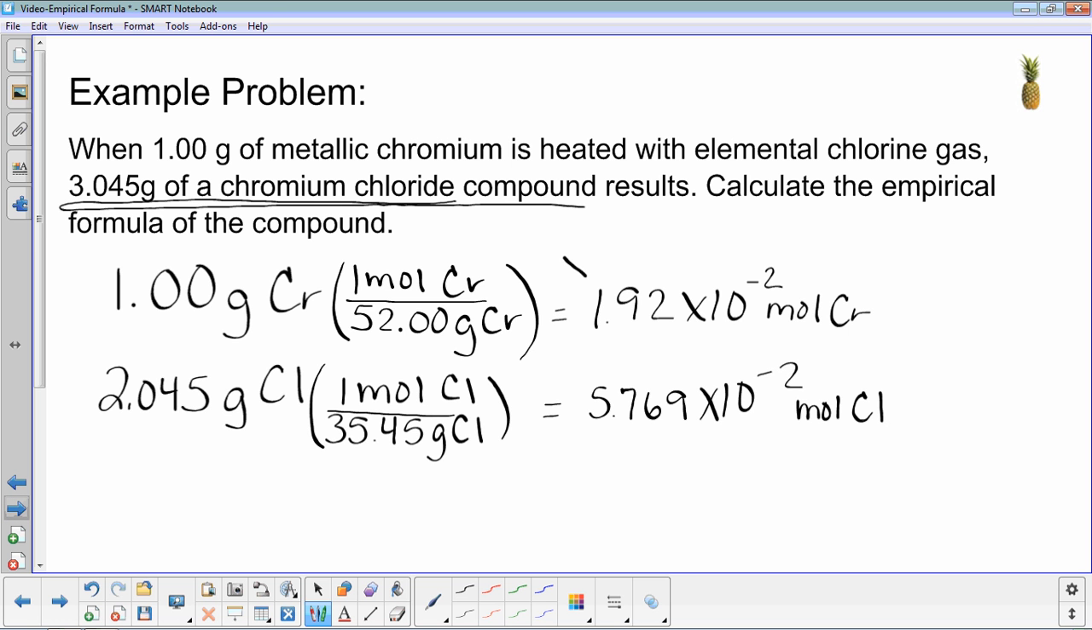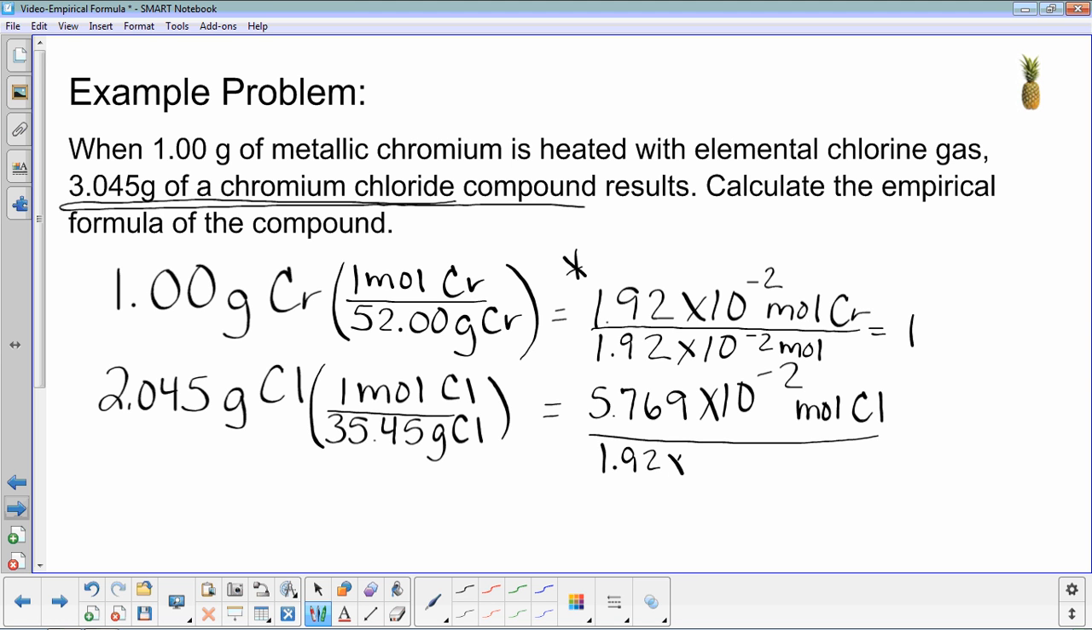My smallest number is the chromium, so I'm going to divide both numbers by the number of moles of chromium. Here, this is going to give me 1. And here, you can see that it's pretty close to 6 divided by 2, which is going to give us a whole number right around 3.